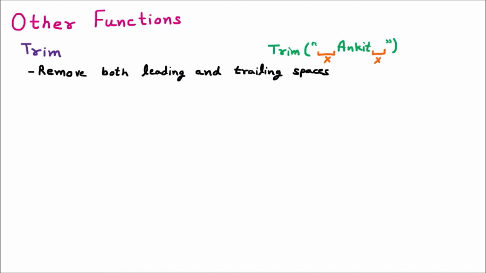Trim is the combination of ltrim and rtrim, because ltrim is going to remove the spaces from the leading side and rtrim is going to remove the spaces from the trailing side. So trim is going to remove from both sides. That's why it is the combination of ltrim and rtrim. So both the spaces are removed. We are only having the string, that is Ankit here, and there is no space before and after.